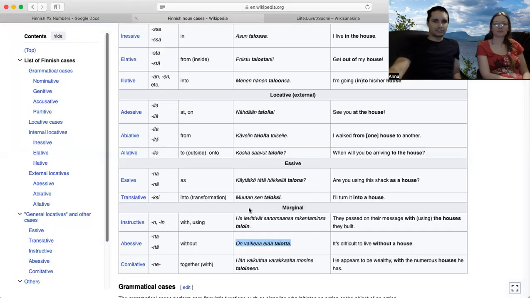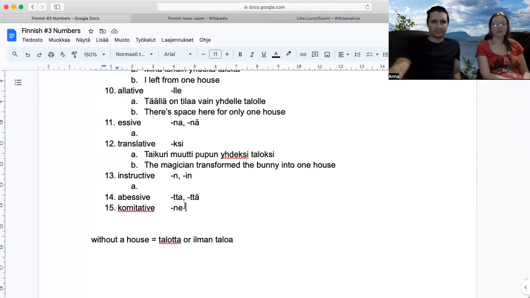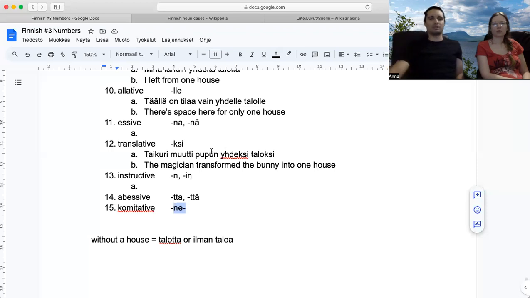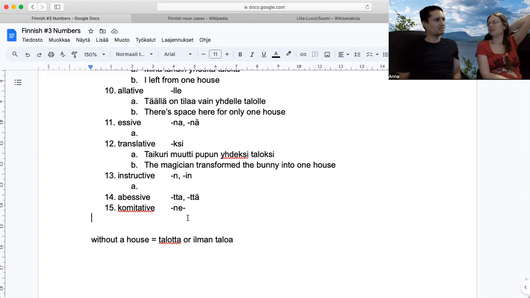And then there's the commitative, together with. I couldn't think of any phrase with one house. Here they have, he appears to be wealthy with the numerous houses he has. Hän vaikuttaa varakkaalta monine taloineen. As a native, I don't use the commitative that much. In written language you might, and maybe in high school I might have used it in some essays.